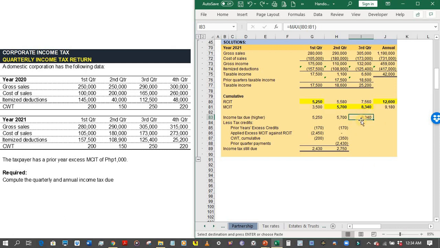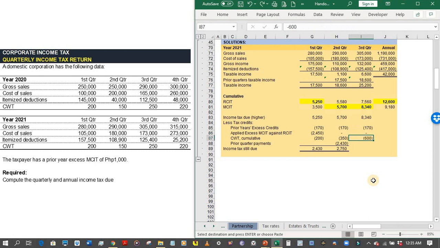Since the 8,340 includes the 5,700 income tax due for the first 6 months, and from the first 6 months income tax due, we deducted 170 pesos, it means we can also deduct the 170 pesos in the third quarter tax return. So that is why our first tax credit is the prior year's excess credits. And again, since 8,340 is an MCIT, we cannot apply the excess MCIT from the prior year. So that is 0.